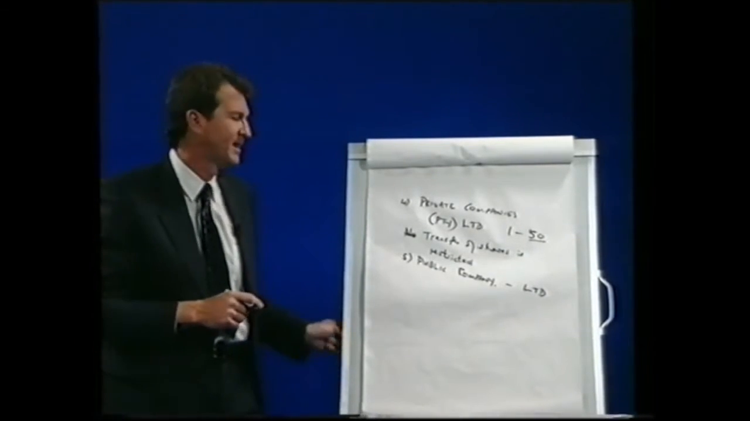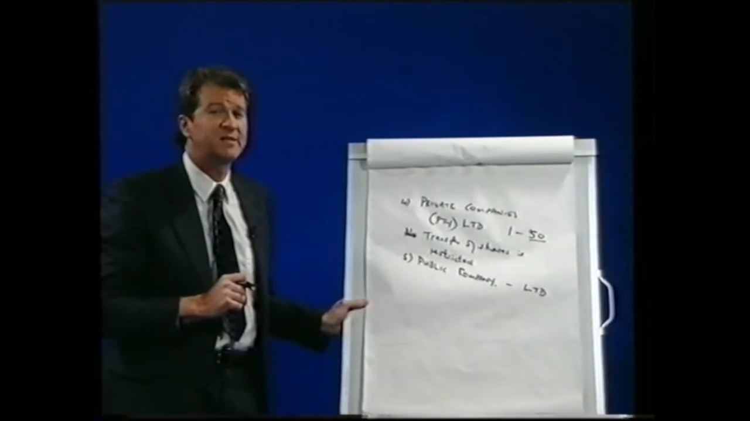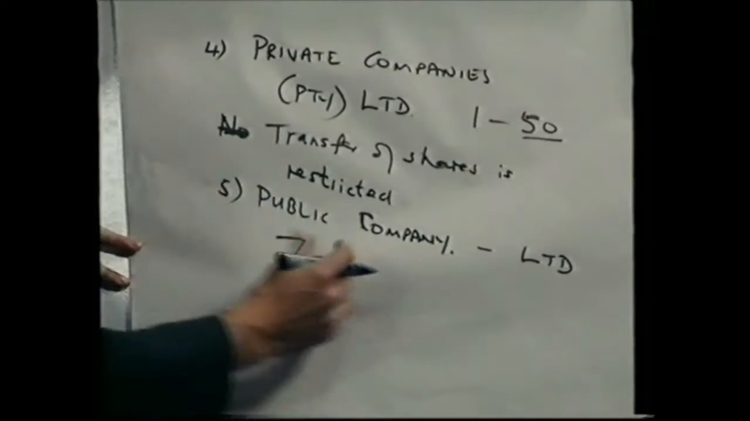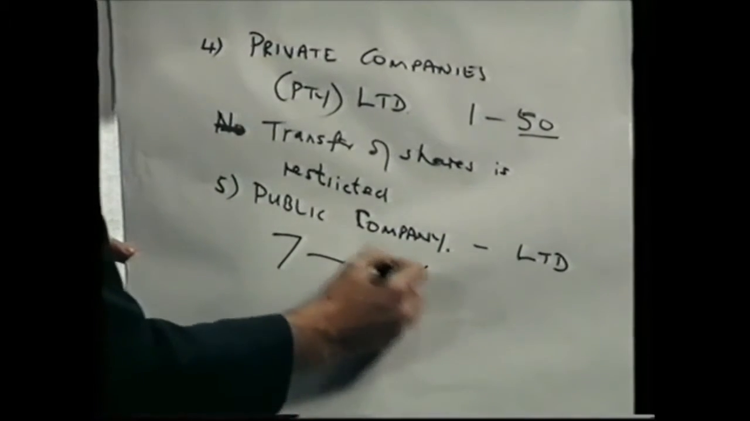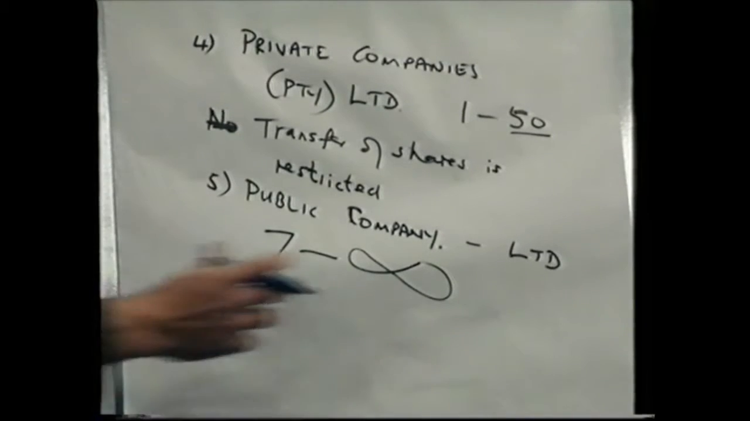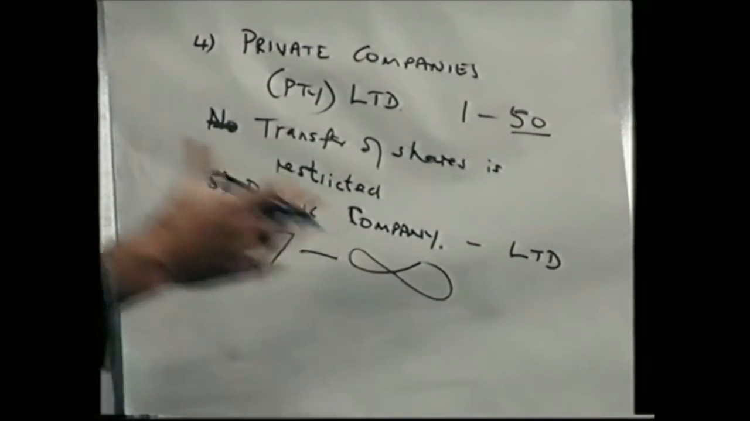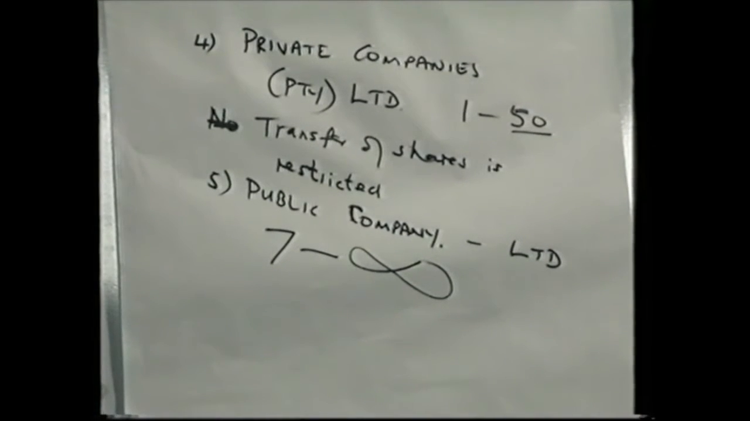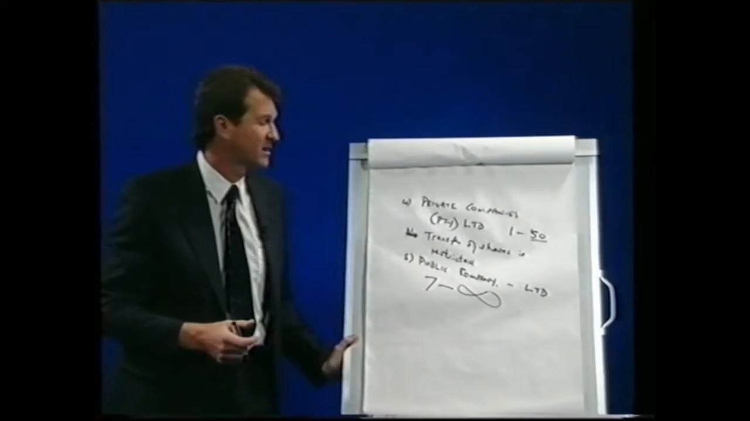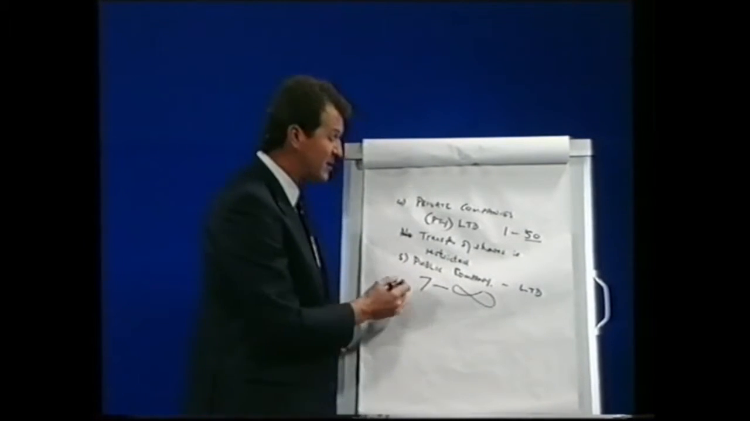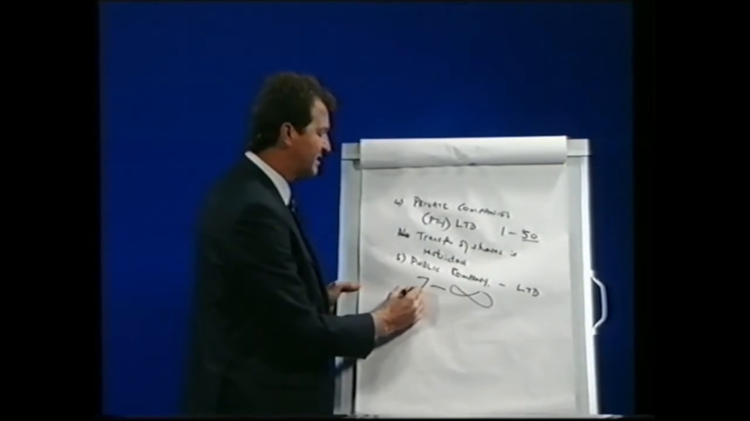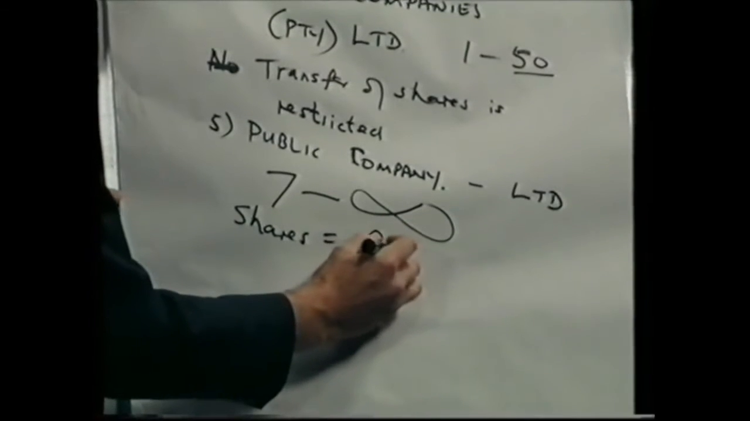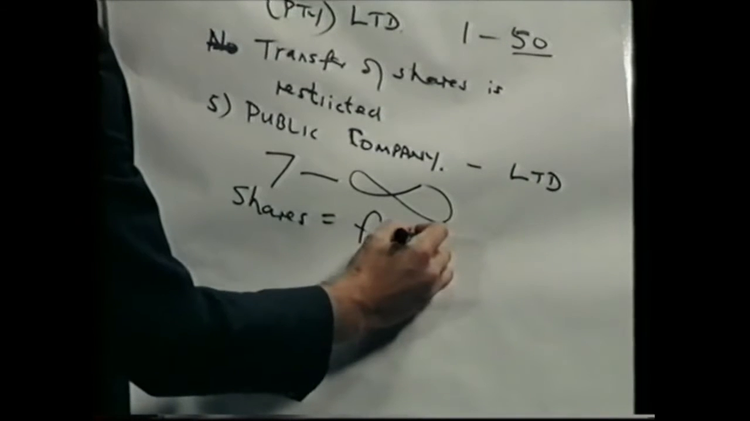There's another very important aspect that's taken place, which is that a public company can now have anything between 7 and an infinitely large number of shareholders. There is no restriction. That symbol means infinity. There's no restriction on how many shareholders you have in your company. You can have millions if you so wish. And there's another important consideration, and that is that the shares in a public company are freely transferable.